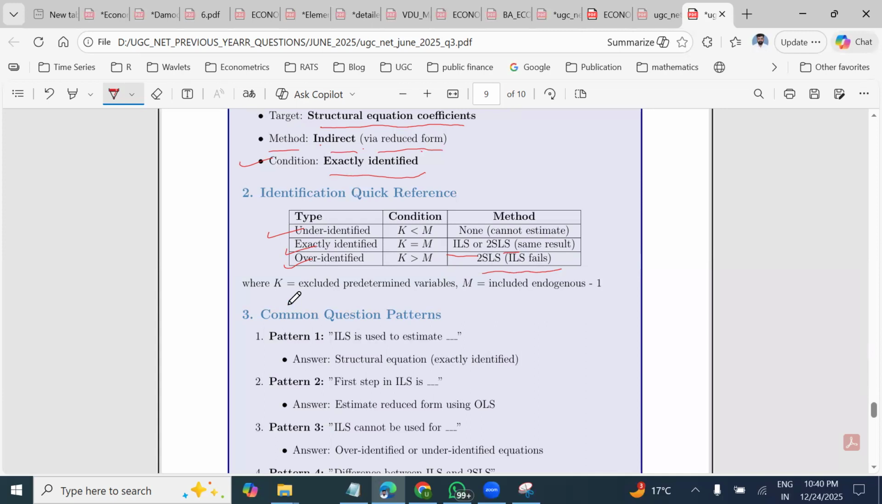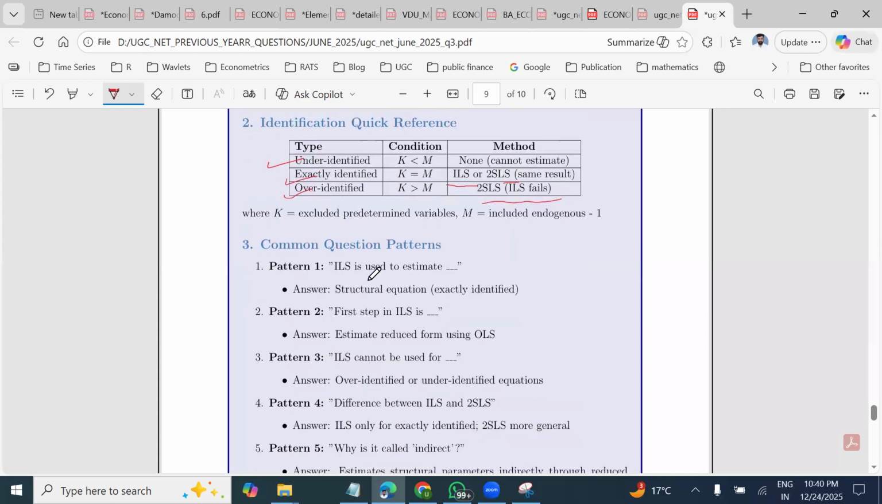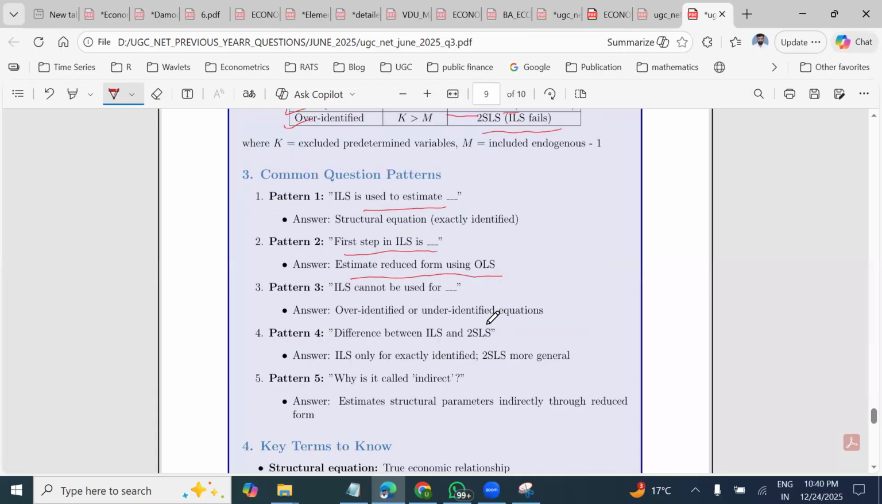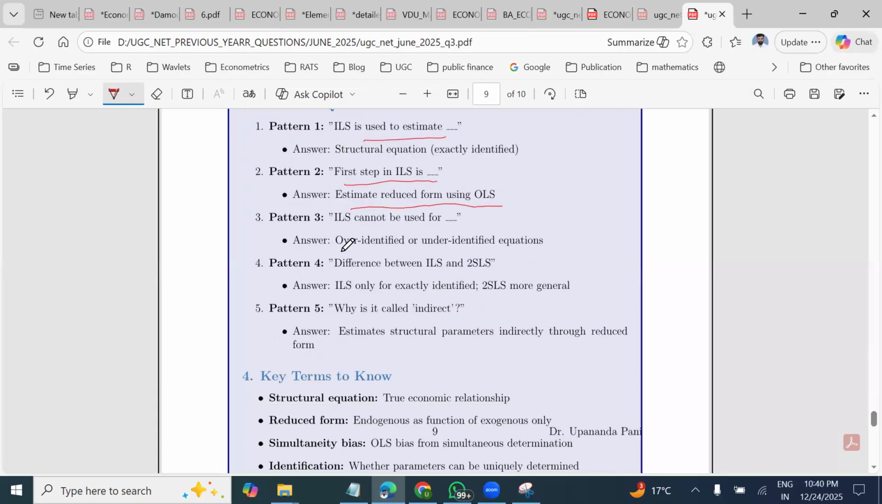Now, a common question pattern: ILS is used to estimate what, or what is the first step in ILS? You have to estimate the reduced form using OLS. ILS cannot be used for which other models, over-identified or under-identified equations. Difference between ILS and 2SLS method. Why it is called indirect. These are the important concepts which you should know.